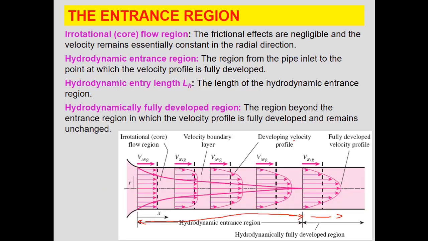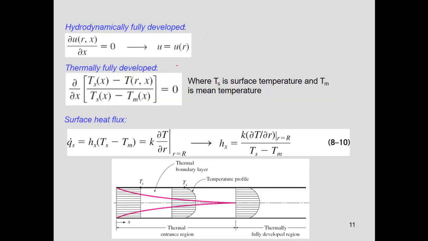What does it mean? Here, for example, this is u(r,x). This is in x, and here is r. So ∂u(r,x)/∂x: in this, x is not changing. So the meaning of this is that the profile of the velocity is not changing. So this derivative will be 0.